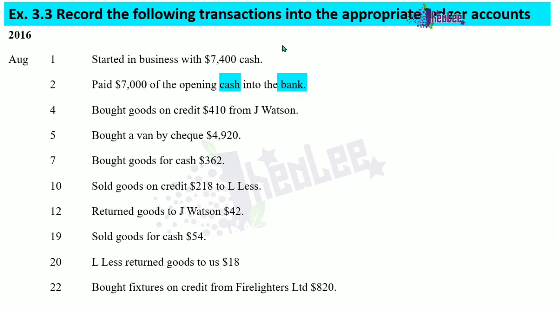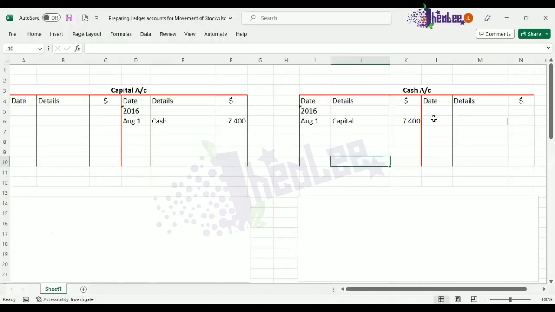Let's make our entry into the ledger accounts. We have our cash account already, so we're going to take the money out of the cash by crediting. So that is 2016, August 2nd. Our details is the other item affected. In this case, it is bank, and the amount is $7,000. We have our credit entry. So we need to make our debit entry. And in this case, it should be placed in our bank account.